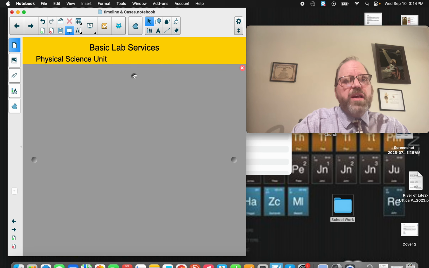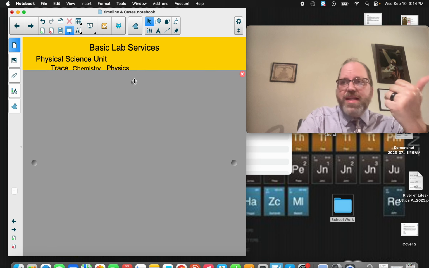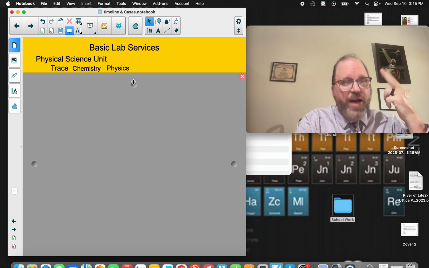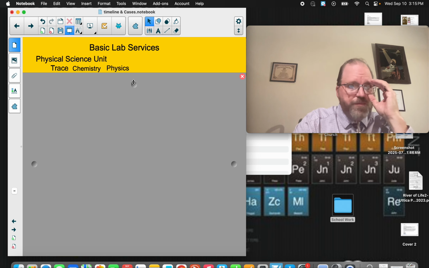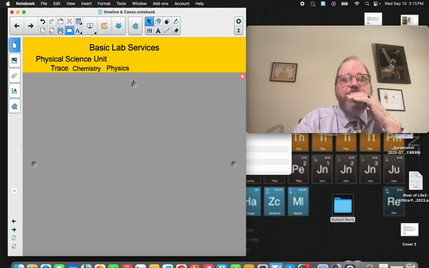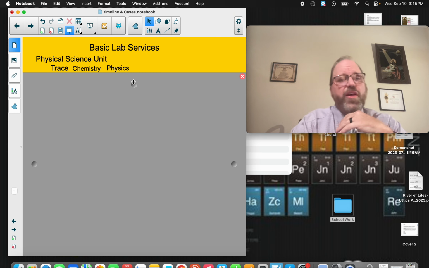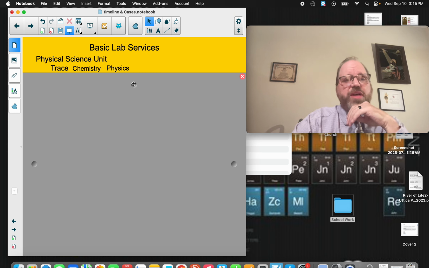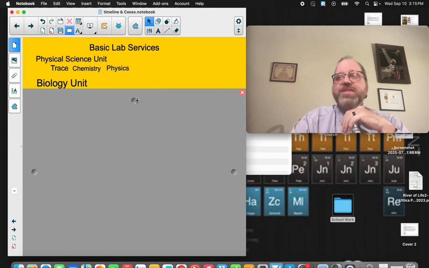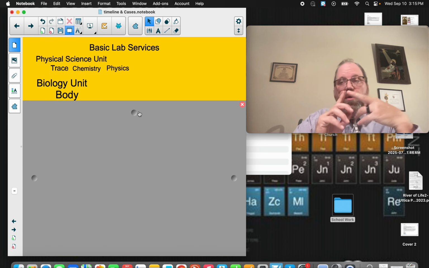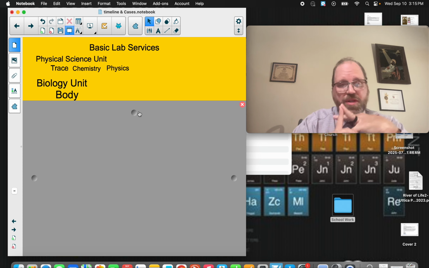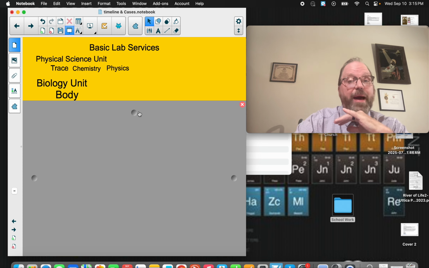The first is called the physical science unit. What are we talking about here? We're talking trace analysis, like hair, material, fibers, stuff like that. Chemistry is involved too, like identifying what chemical compounds are found. Physics, if there's an accident, things along those lines. That's the minimum, the physical science. Then we have what is referred to as the biology unit. This is the body, so anything involving blood or hair or having to do with DNA takes place in the biology unit.